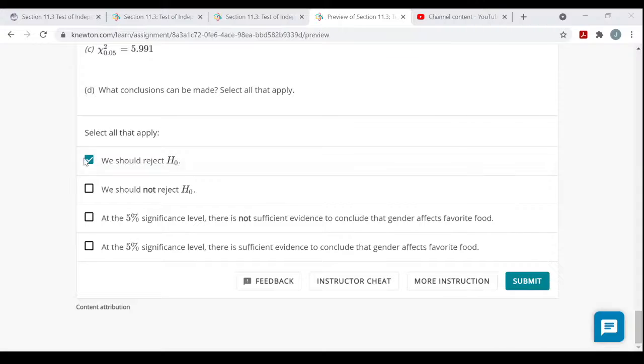If you reject the null hypothesis, that means we're not saying they're independent. We're going to say they're dependent at this 5% significance level. So let's see. At the 5% significance level, there is not enough evidence to conclude that gender affects favorite food. No, there is. We're saying that gender does affect favorite food. They are dependent. So I'm saying this last one.